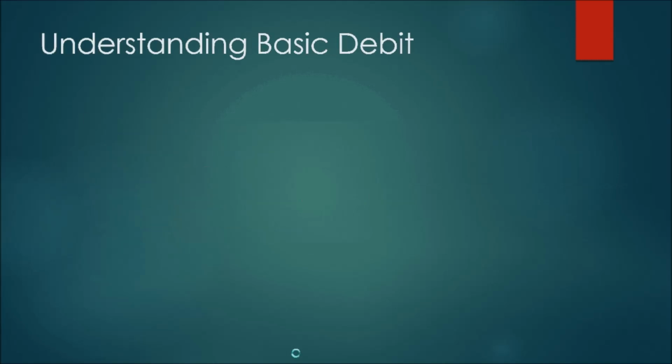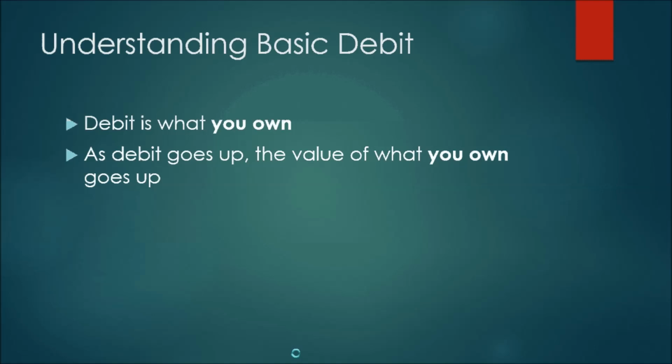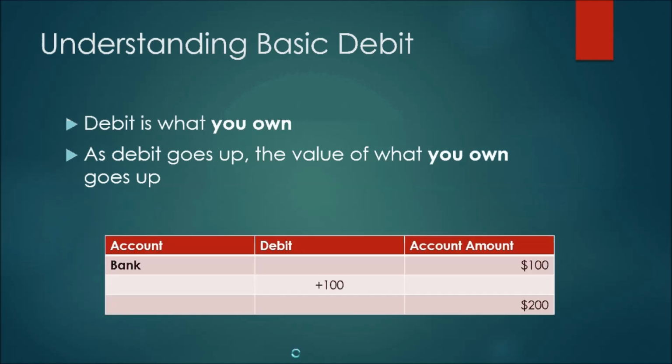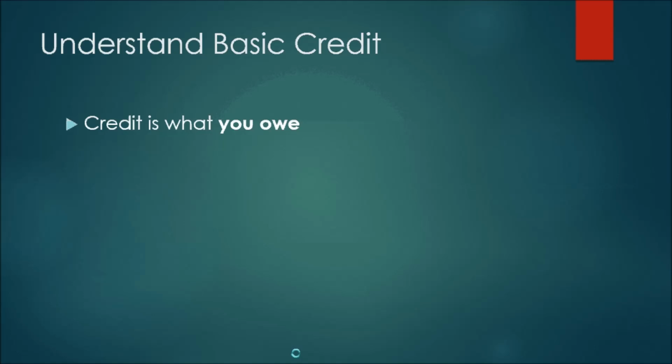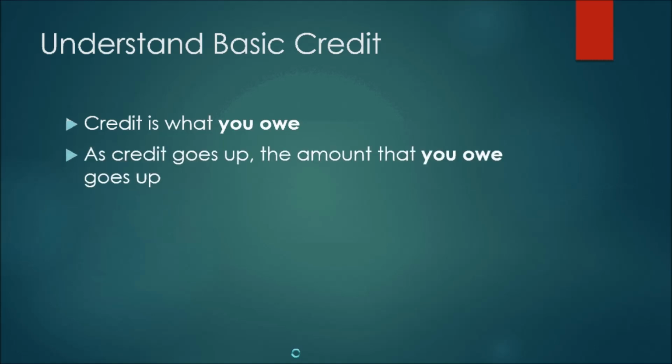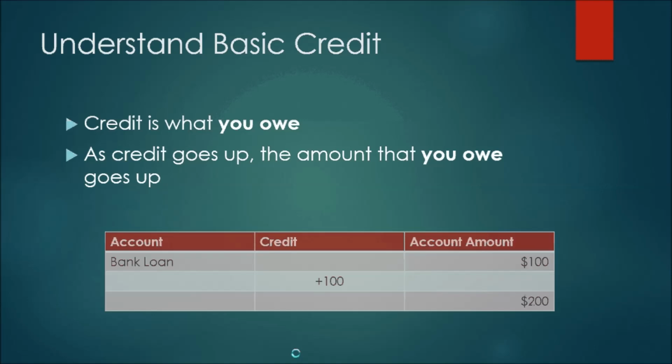So a debit is what you own. As debit goes up, the value of what you own goes up. So in this example, I have my bank asset, and it currently has $100 in it. If I add an additional debit of $100, then my asset goes up, and I have $200 instead of $100. Same on the credit. Credit is what you owe. So as credit goes up, the amount that you owe goes up. So if I had a bank loan that had $100, so that means I owe $100, and I added a $100 credit, then I would owe $200 because what I owe would go up by $100.